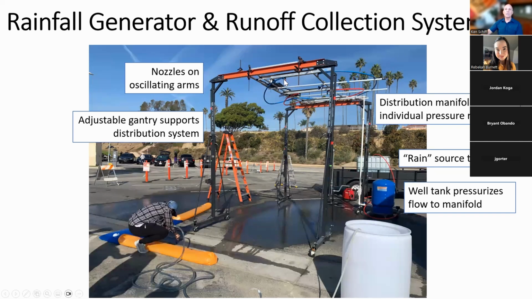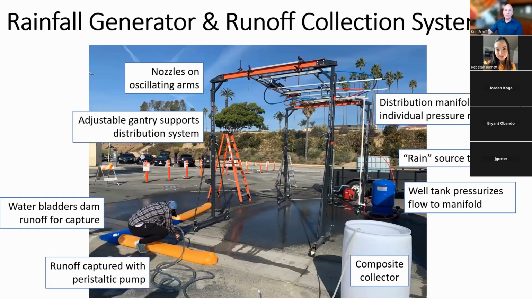You can see these are located here on the bottom of these oscillating arms, because you want the arms to oscillate, because rain never falls in just the same place all the time. And then the gantry, especially with these wheels on it, makes it very portable. We have about 70 square feet under this rainfall simulator. It's about the size of 1.5 to 2 parking spots, essentially.